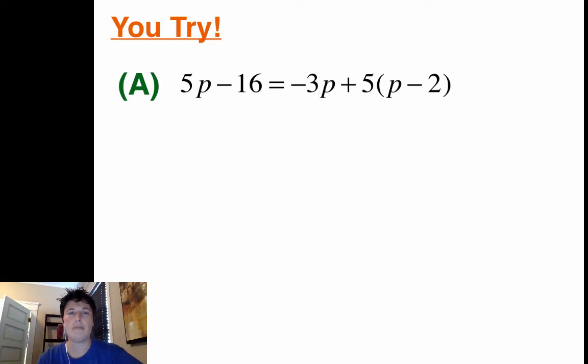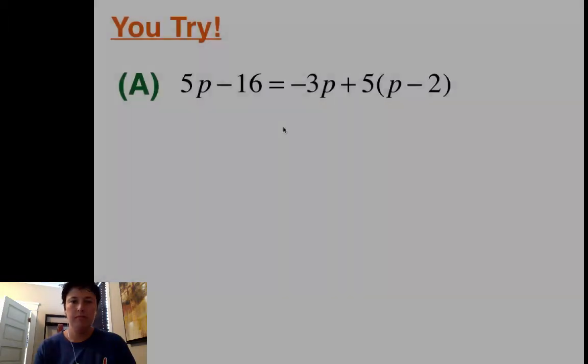So we're going to try our first problem here. I'm going to label it letter A because we're going to do a couple of these. So here is your first problem. It is 5p take away 16 equals negative 3p plus 5 quantity p minus 2. Go ahead and hit the pause button on your device and see if you can do this one on your own.